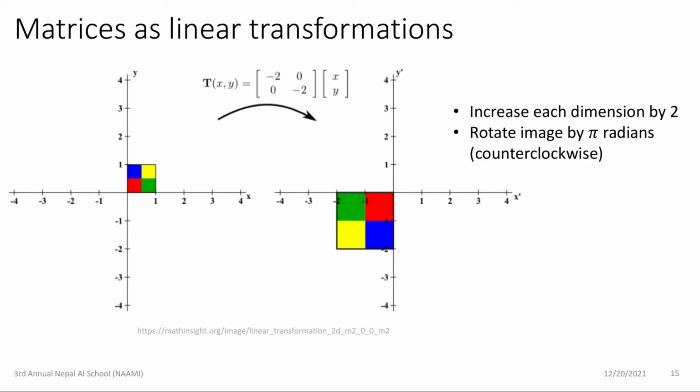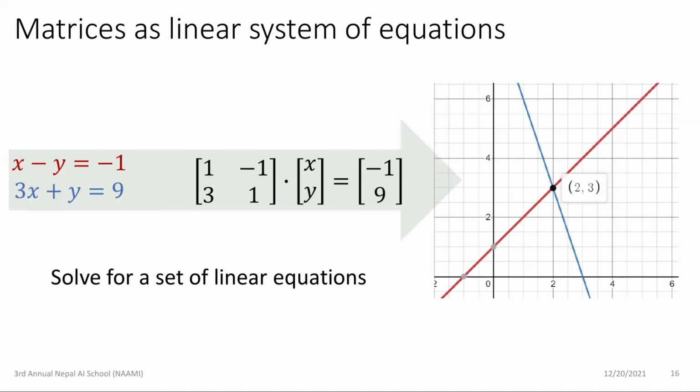The image can be thought of as having rotated counterclockwise by pi, by 180 degrees. Yeah, by 180 degrees. So stuff like that. You can think of it as a transformer that takes a coordinate system and converts it to another coordinate system.